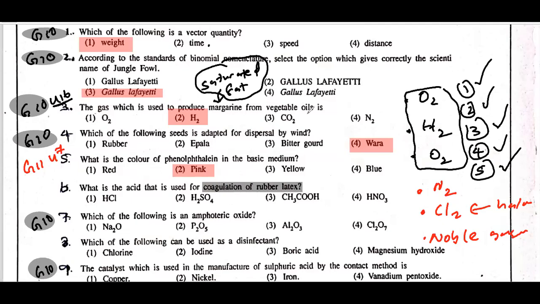So if you want, you can write here what is added for the coagulation of rubber latex. Weak acids are mostly added. Out of the weak acids, the most commonly used weak acid is acetic acid. Right? Actually, I gave the answer here. Please raise your hand those who got the third answer for question number 6. Acetic acid.